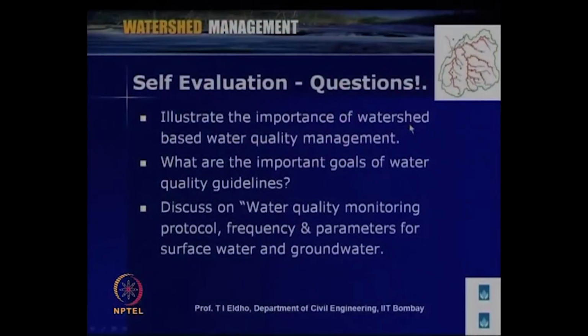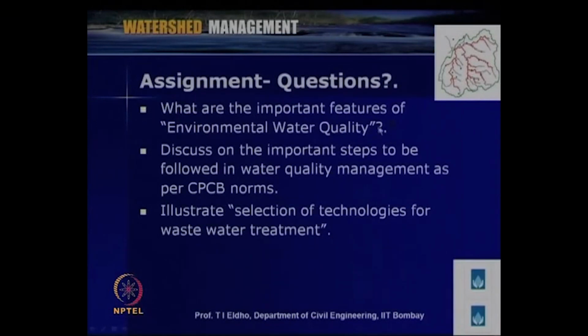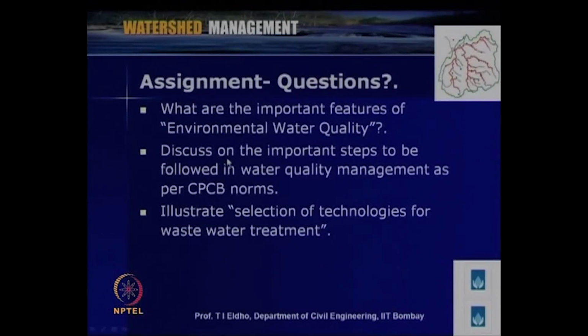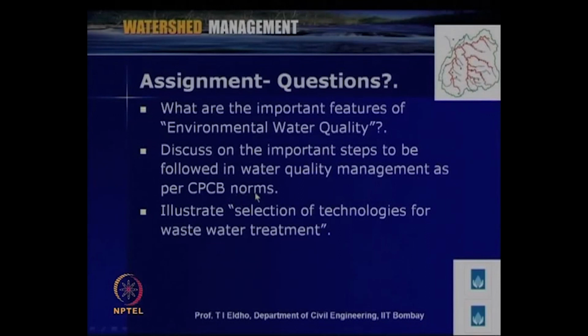Then a few self evaluation or assignment questions. Illustrate the importance of watershed based water quality management. What are the important goals of water quality guidelines? Discuss the water quality monitoring protocol, frequency and parameters for surface water and groundwater. What are the important features of environmental water quality? Discuss the important steps to be followed in water quality management as per Central Pollution Control Board norms. Illustrate the selection of technologies for wastewater management. All these details you can get from today's lecture or through the various sources I mentioned.